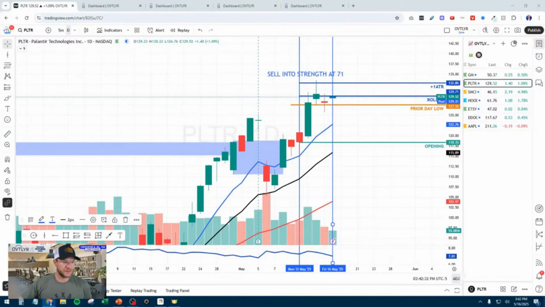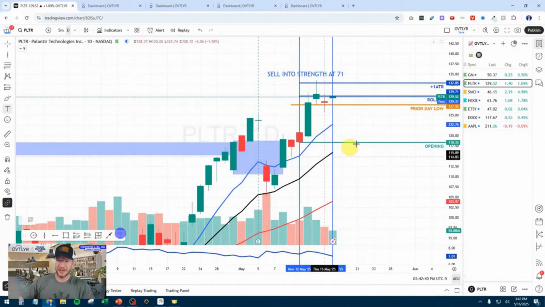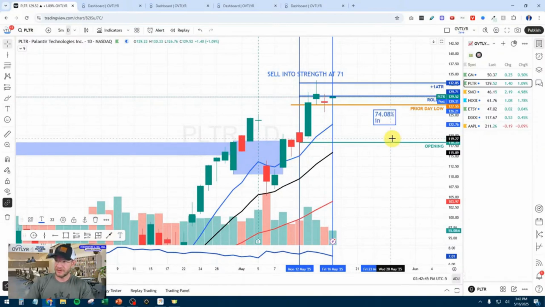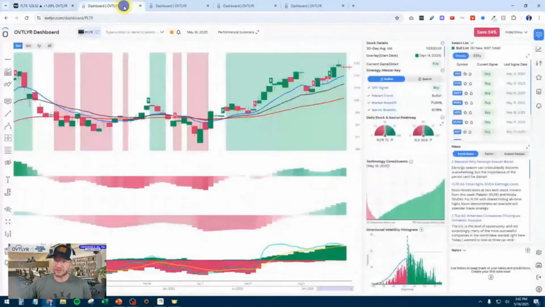So my total profit on Palantir this week was 74.08%. Let me type that out so you hear what I'm saying here. I made 74.08% in Palantir in 5 days. Right? I didn't have to hold it through any crash. I didn't have to hold it for ages. In 5 days, I made 74% as it ran up. Let's go to the next one.